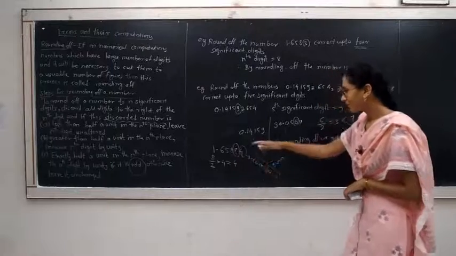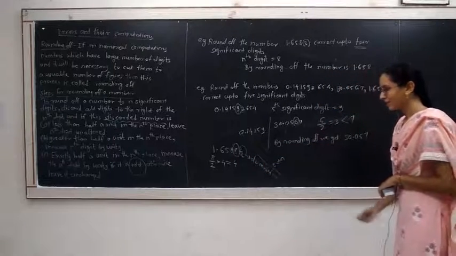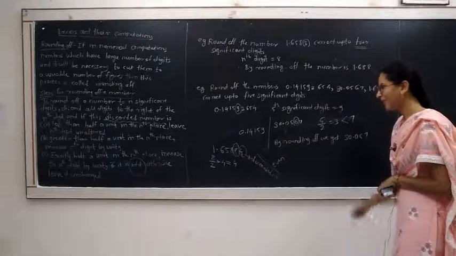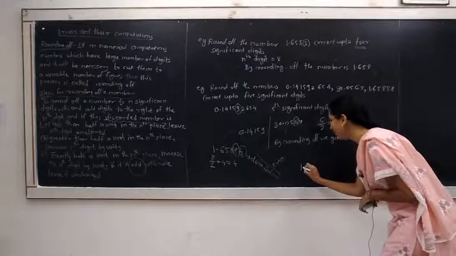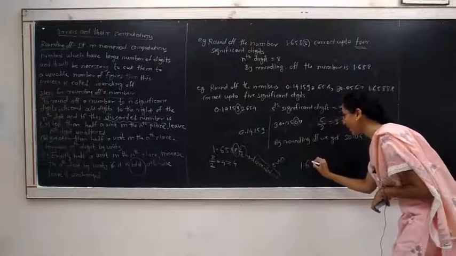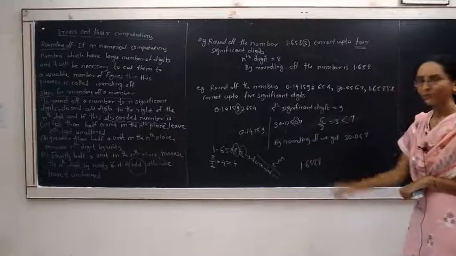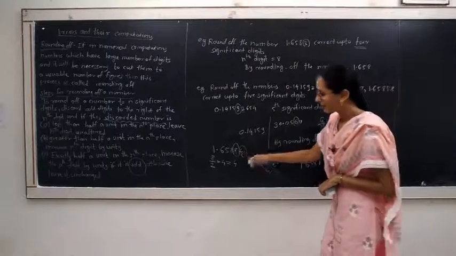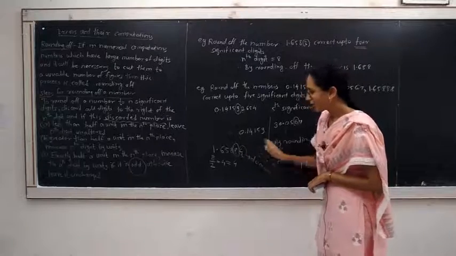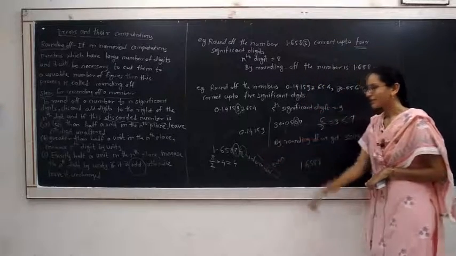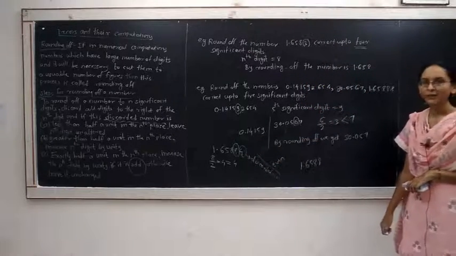Hence, after rounding off this number correct up to 5 significant figures, we will get the number as 1.6588, because that 4 is an even number. If this 4 were odd, then that nth significant digit would be increased by unity.